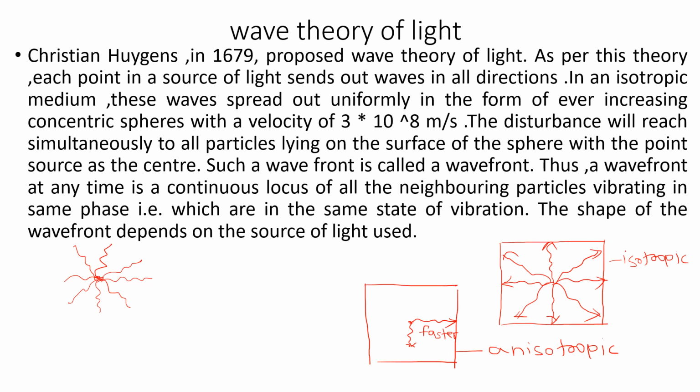We are talking about an isotropic medium where the velocity is same in all directions. So what will happen in this isotropic medium? These waves are traveling with the same velocity in all directions. So the velocity of light is 3 into 10 raised to 8 meter per second. It is uniform in all directions because the medium is isotropic.